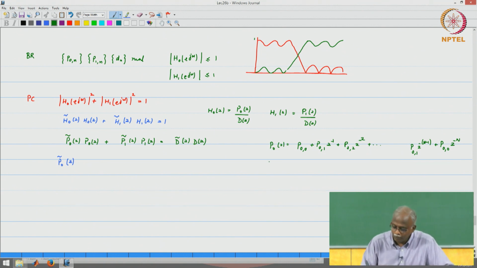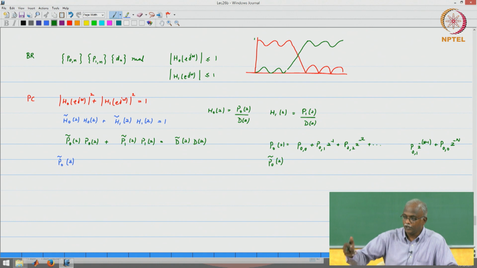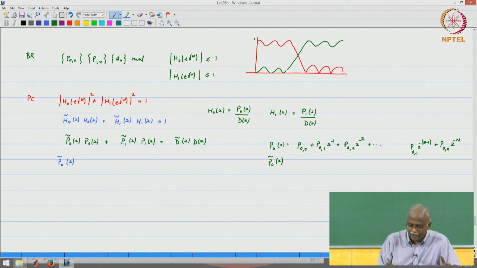So now if I do P0 tilde of z, what do I have to do? I have to do the conjugation, which does not make any change since these are all real coefficients, and I have to replace z with z to the power minus n. Easy to verify that if I do that, I will get this polynomial with all powers of z. If I pull out z to the power n, I will get back P0 of z because of the symmetry. So P0 tilde of z is nothing but z to the power n times P0 of z. That is a very useful result based on the symmetry that we have enforced.